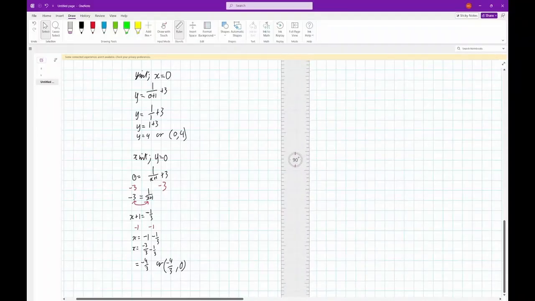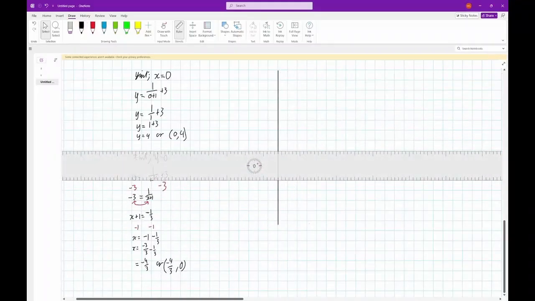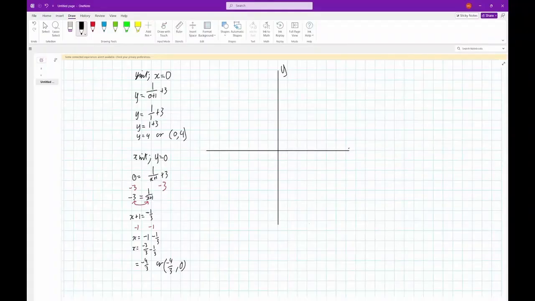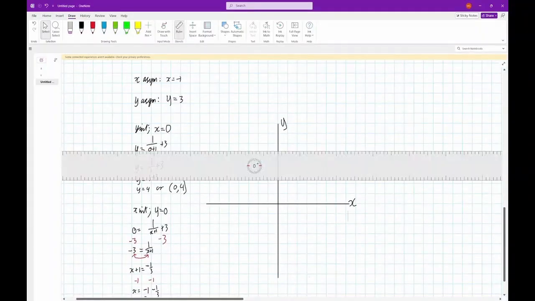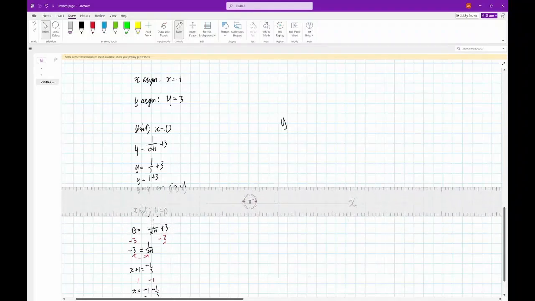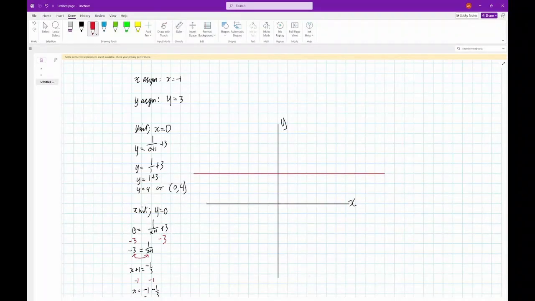I'm going to leave it so that there's a little bit more room on the left-hand side. That's where most of the action is going on. And then we're going to put down our axes, y and, of course, x there. And then we can put in the asymptotes. So we had y equals 3, so that's going to be 1, 2, 3. We're going to put that right there.